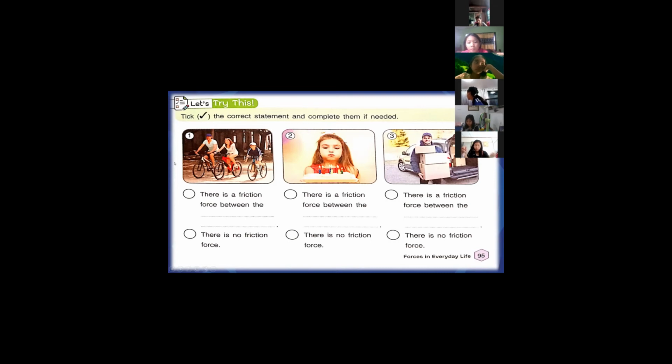Number 1, picture. Can someone tell me what you see in the first picture? Class, what can you see in the first picture? Anyone? What can you see on number 1? Anyone? Raise your hand if you want to answer. Can you see dogs? Yes or no?